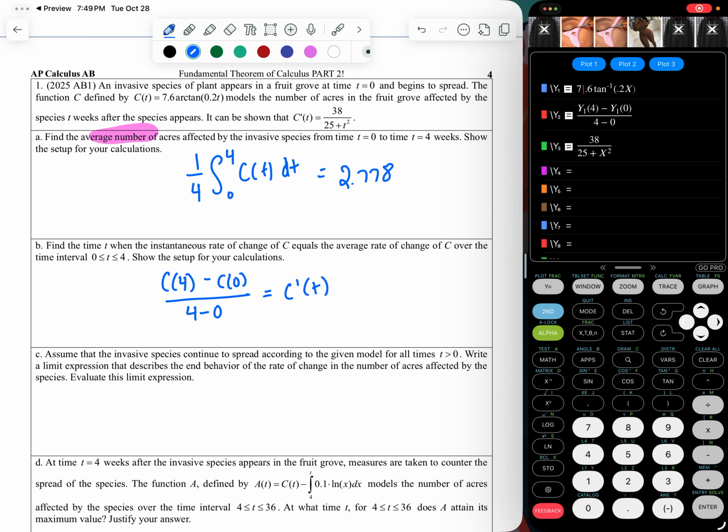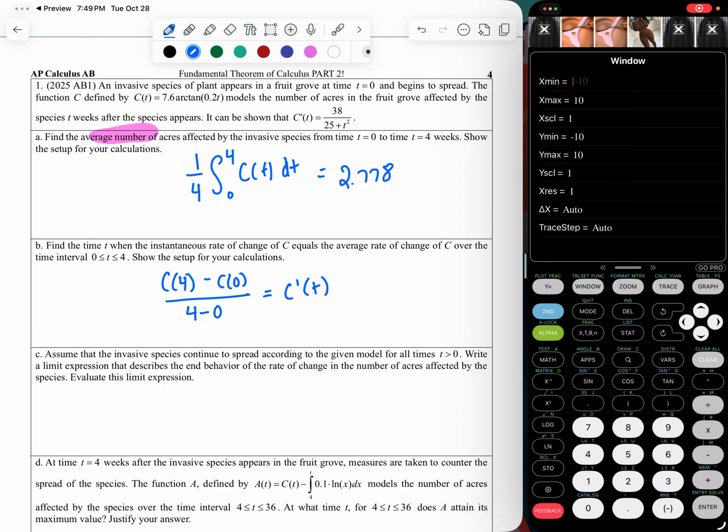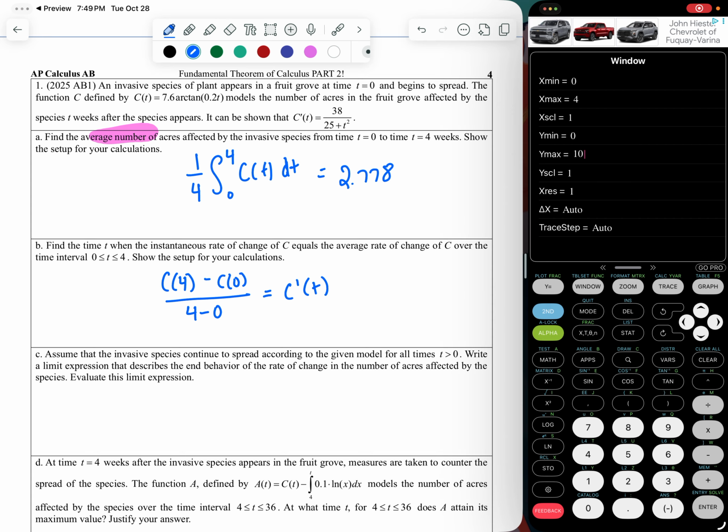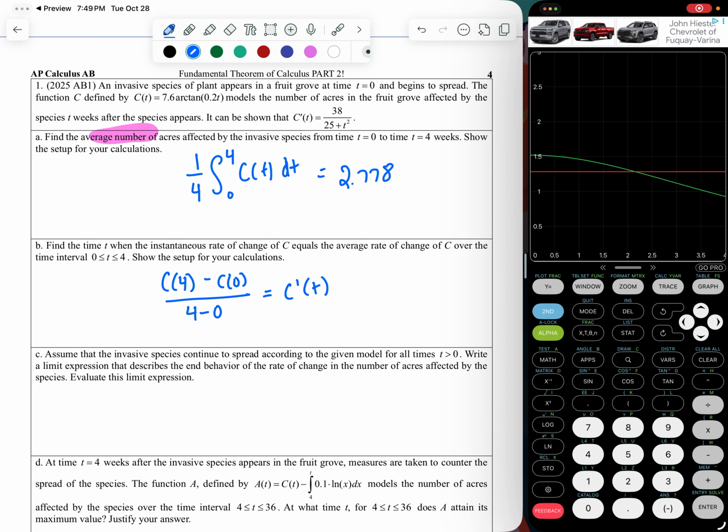Let's see, I'm going to go ahead and uncheck this. And then because it is from 0 to 4, I probably want to change my window so that my x min and x max are from 0 to 4. I'll keep my y min and y max to be, let's do 0 to 10. Graph this. Okay, maybe do something smaller, like 0 to 3 if you really want to see it. There we go.